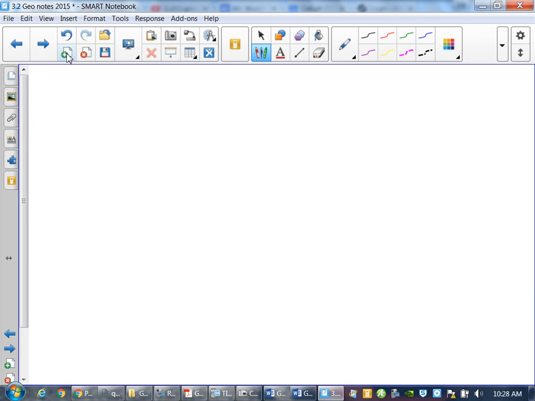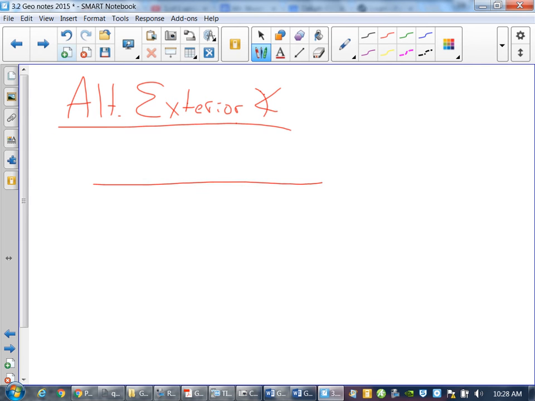Next one we'll have are called alternate exterior. Where do you think these are going to be? On the outside. They're on the outside. Are they going to be on the same side of the transversal or the opposite side, do you think? Opposite. So what happens here is that you've got opposite sides on the outside.